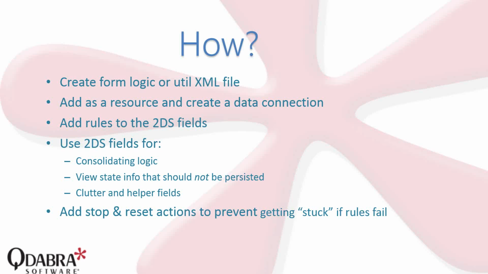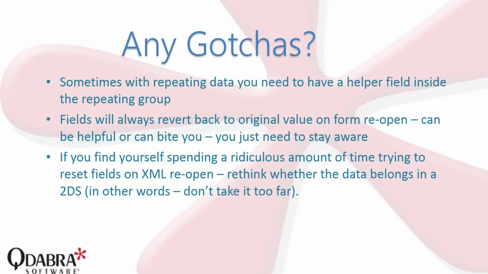And we're going to talk about using these secondary data source fields to consolidate logic, save that view state info that should not be persisted, get rid of the clutter, and we're going to add stop and reset actions, which we tend to use on pretty much all of our action rule sets, because then if something goes wrong, your user doesn't get stuck. And I've even got a nice broken demo that I can show you the process of getting stuck. So as always, there's some gotchas.